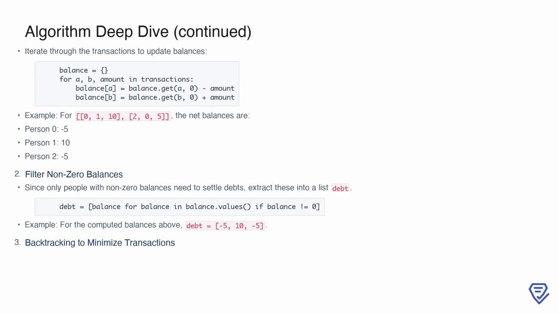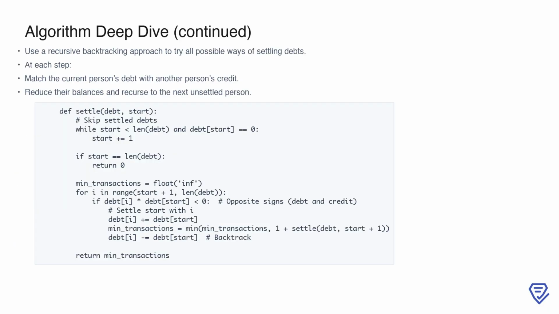These are the values we will work with to minimize the number of transactions required to settle all debts completely. The next step involves using a backtracking approach to explore different ways of settling these debts. The backtracking approach helps us find the minimum number of transactions required to settle all debts. The idea is to recursively match a person with debt to another person with credit until all balances are settled.